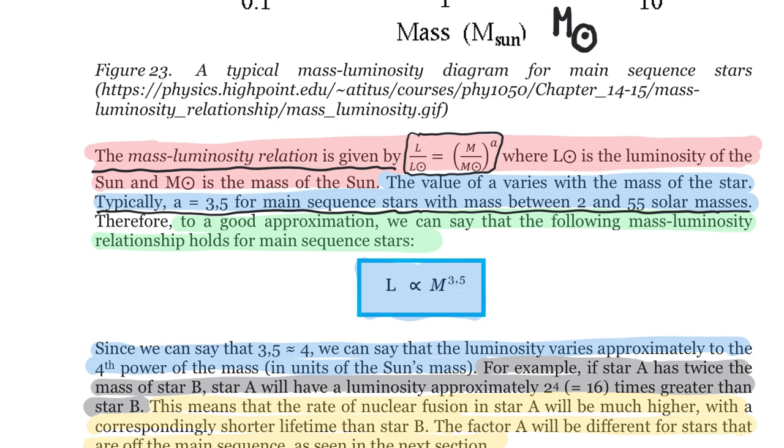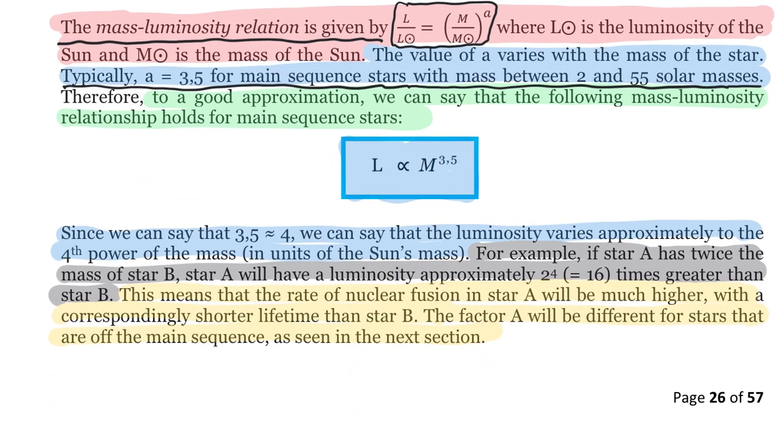So practically, what does that mean? Well, to illustrate, if star A has twice the mass of star B, star A will have a luminosity approximately 2 to the power 4, in other words, 16 times greater luminosity than star B. So let's state that again: if star A has twice the mass of star B, then star A's luminosity is going to be 2 to the power 4, which means it's going to be 16 times more luminous.